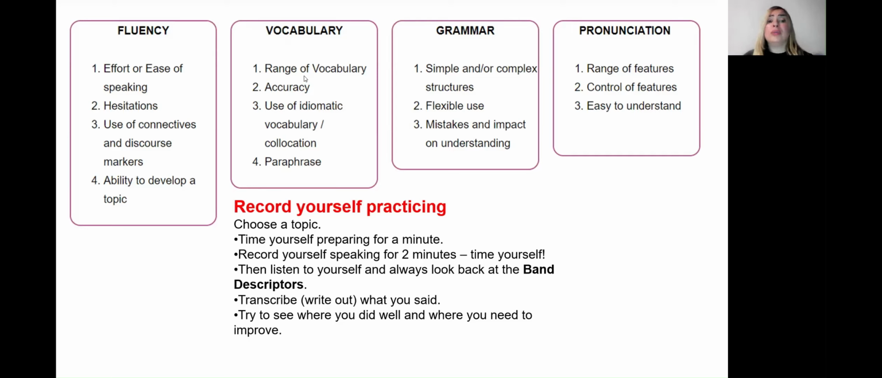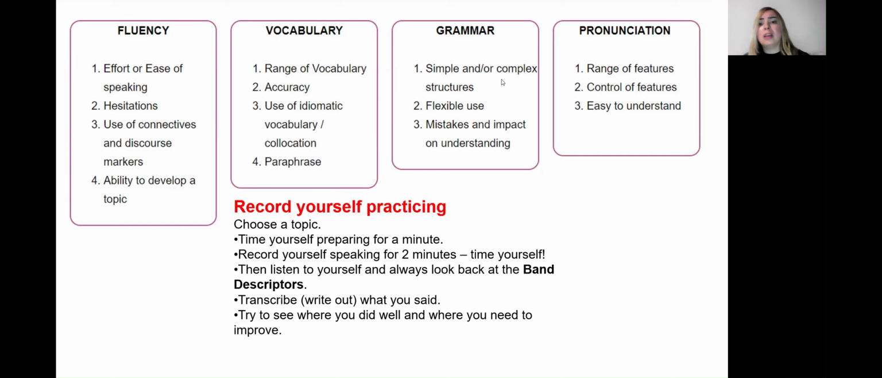Vocabulary. So you want to use a range of vocabulary, not just basic. You want to build on your vocabulary. You want to use accurate vocabulary, not just any random vocabulary. It has to be relevant and accurate. You want to learn to use some idioms, idiomatic vocabulary, or collocation. You want to be able to paraphrase what you heard or read.